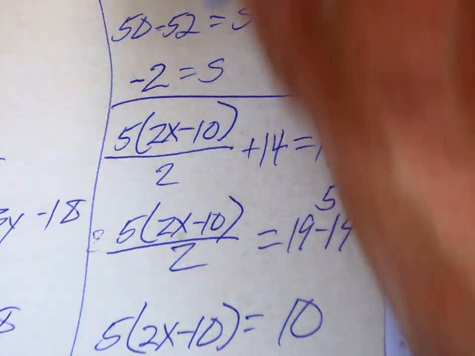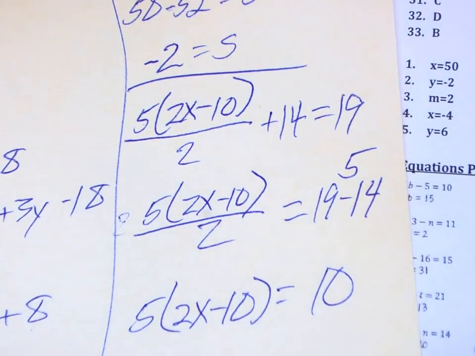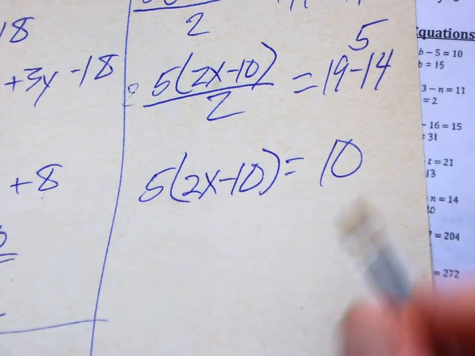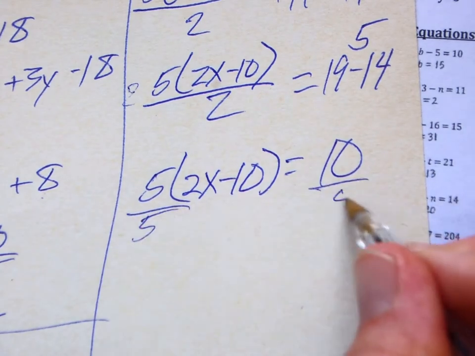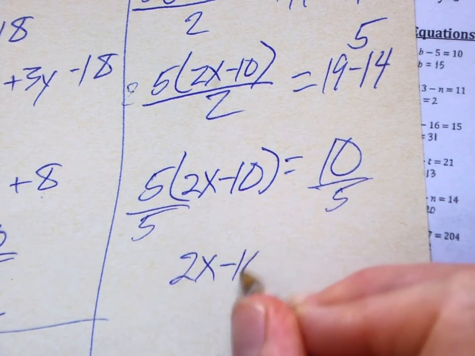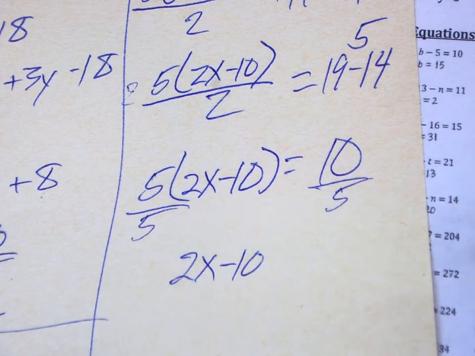Okay? You all with me? Now I could multiply the 5 times the 2x minus 10, or I can divide both sides by 5. That'll work nicely. I'm going to divide both sides by 5. Now I'm going to be left with 2x minus 10. I don't need the parentheses anymore because there's nothing else left. It became 1 equals 2.